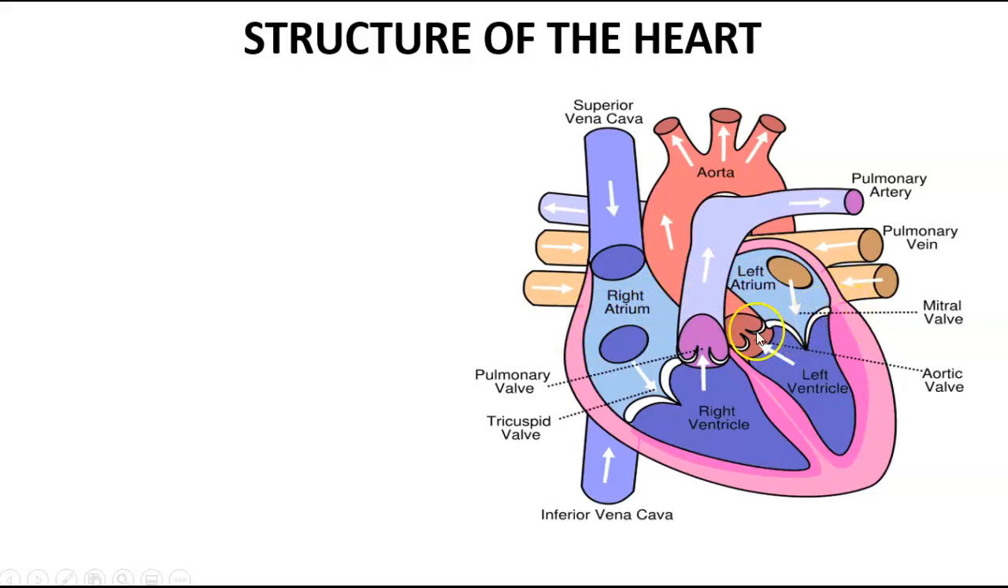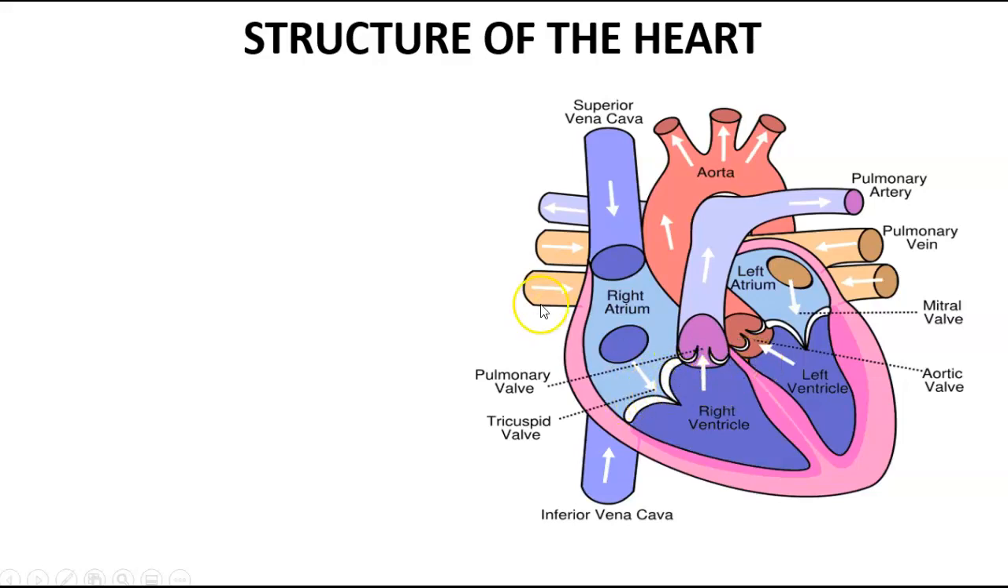There are two valves here. You've got something called the mitral valve, or it can also be called the bicuspid valve, that separates the left atrium from the left ventricle. And then when you've got your right atrium coming down to the right ventricle, there's a valve that separates and prevents blood from backflowing, called the tricuspid valve.